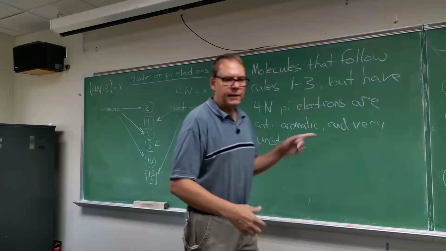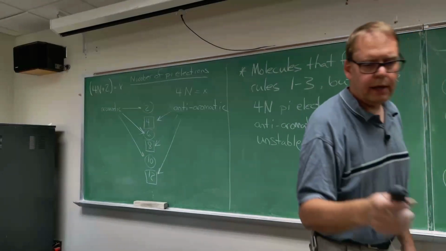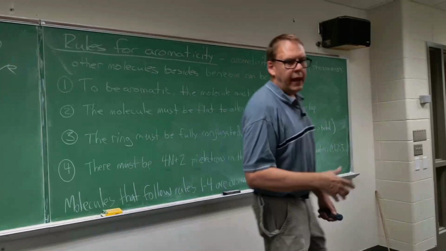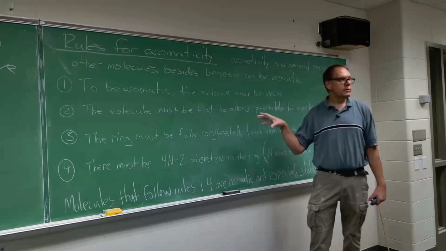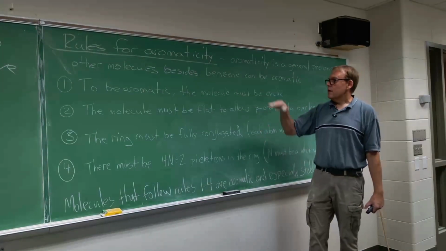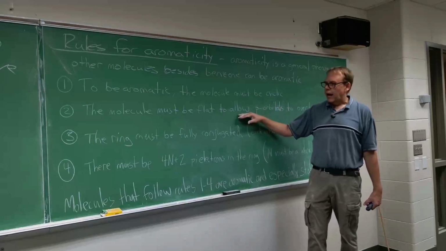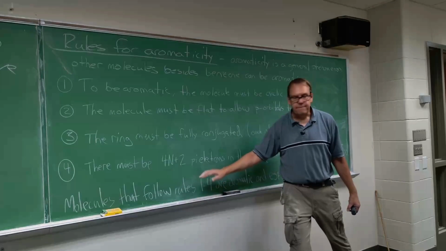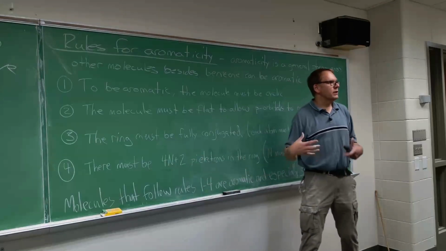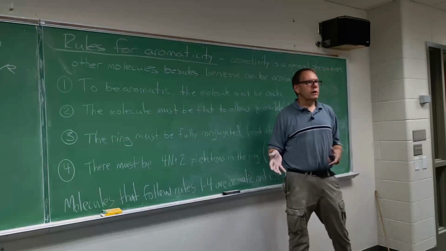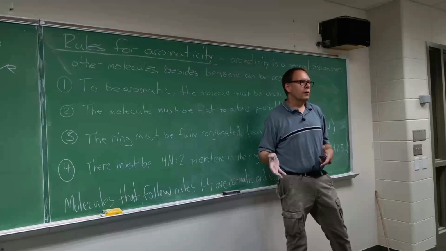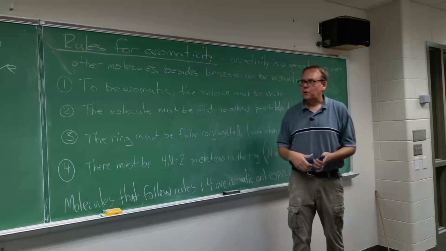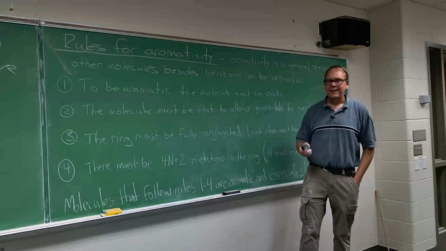So let's flash back to the rules about aromaticity and look at rules 1 through 3 again. Anti-aromatic compounds are very similar to aromatics in a lot of ways. They're rings, they must be flat, they have to be fully conjugated, but instead of 4n plus 2 pi electrons, they have 4n pi electrons, and then they have this special instability. It's kind of like the evil twin of aromaticity. If they were superheroes, it'd be the evil twin, I guess. If that makes any sense at all.